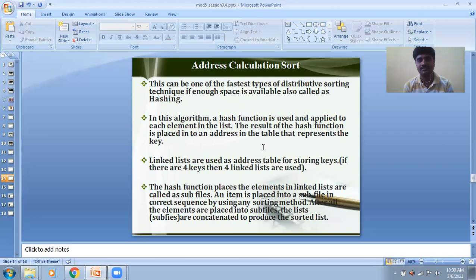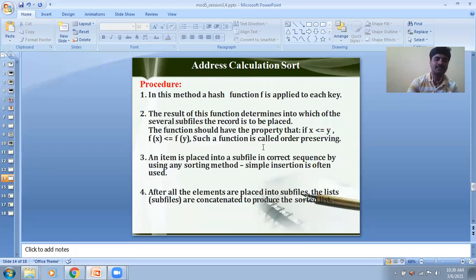storing keys. If there are four keys, then four linked lists are used. The hash function places the elements in the linked lists, which are called subfiles. An item is placed into a subfile in the correct sequence by using any sorting method. After all the elements are placed into subfiles, the lists are concatenated to produce the sorted list.